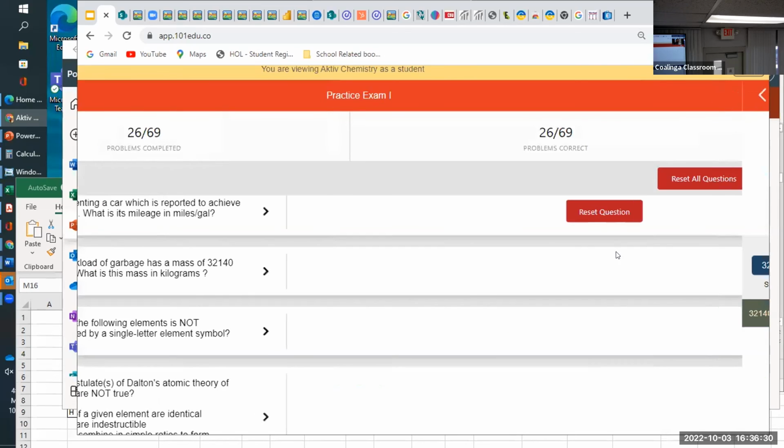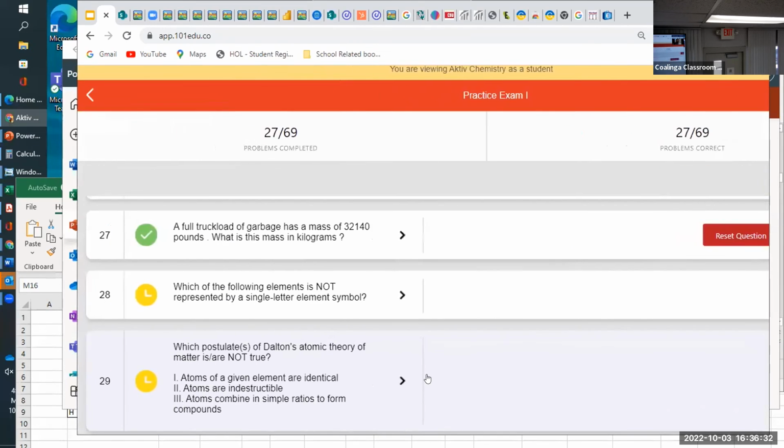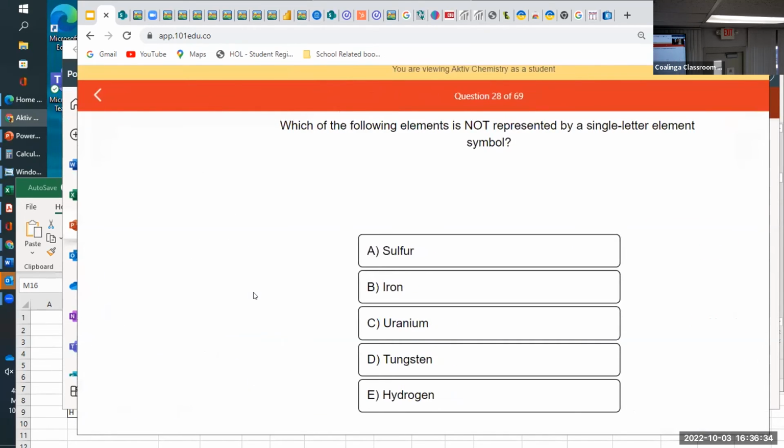How long did it take you guys to realize that you can drag and drop? Sorry, what? How long did it take you to realize that you can drag and drop? Wow. You can click it, and sometimes it'll put it.